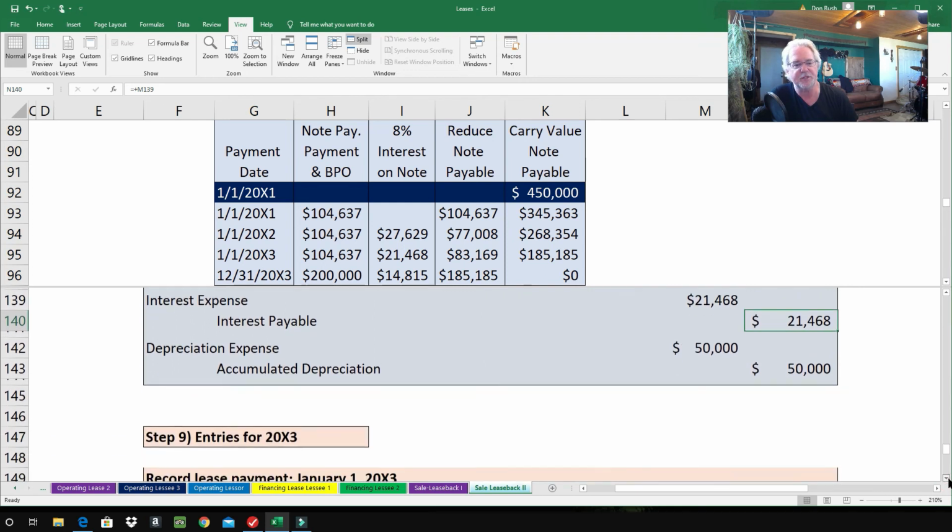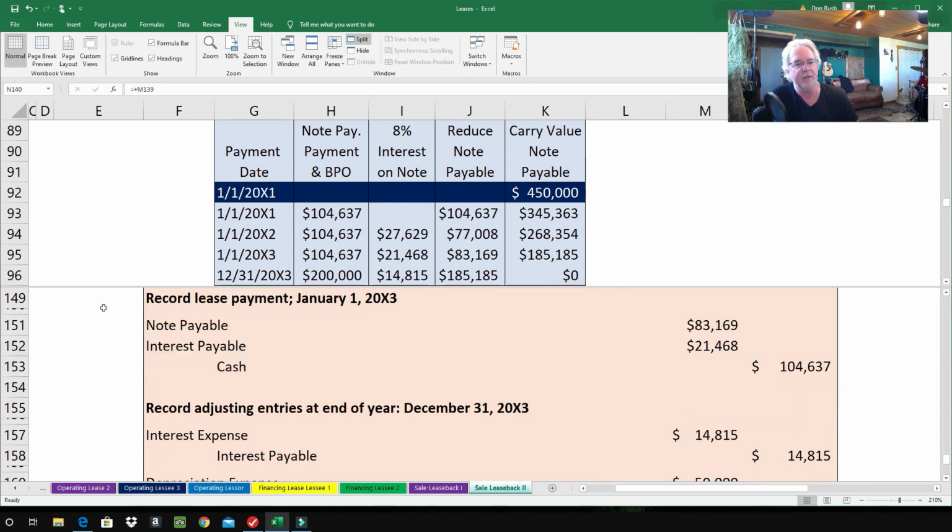Let's go to the third year, the final year. Record the lease payment at the beginning of the year. Well, that's right in here. So we're going to use these numbers right in there. Note payable, let's see here, 83,169. There you go, got the number from there. Interest payable, 21,468, got it from here. Cash, there's your cash yearly payment.